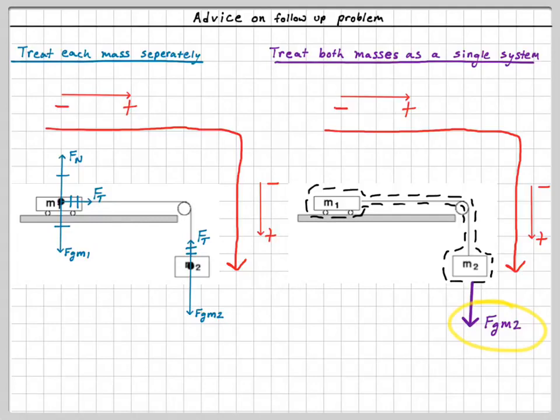So that is the only force that you're going to use in your net force equation, because the tensions are both inside the system and there is no friction in the system. There you have it. I think with this advice you can successfully solve the problem.